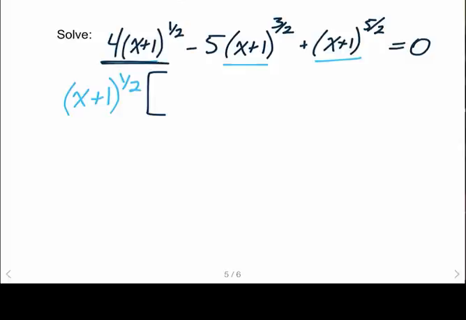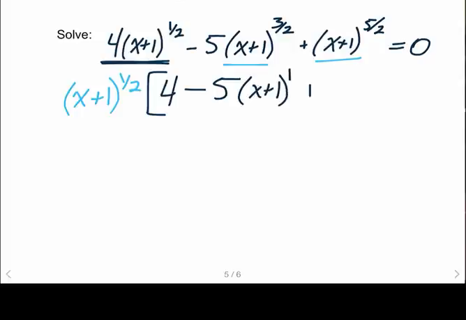In the first term, I've factored out the whole x plus 1 to the 1/2, so I'm just left with 4. In the second term, 5 times x plus 1 to the 3/2, with a negative in front of it, I have factored out x plus 1 to the 1/2, which means I should subtract 1/2 from the exponent of 3/2. That leaves me with the middle term of -5 times x plus 1, and if you like, to the first power.